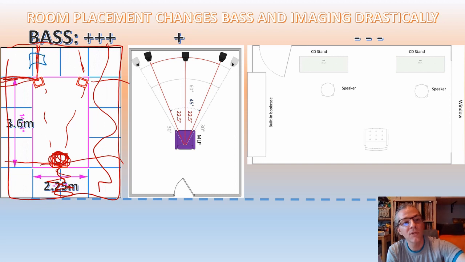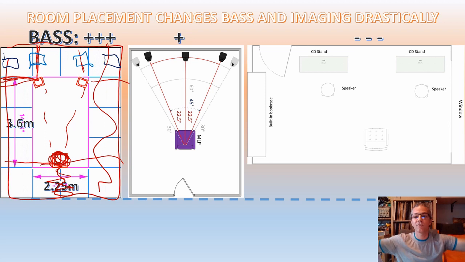Move them closer to the rear wall, move them here, and you will notice that they are catching up on mid-bass. But if they still don't have enough bass, what can you do? Move them closer to the corner, closer to both of the walls, the side walls and the back wall. That way they are going to pick up more and more bass. You can just play around to find the position where they have the best bass and still good imaging, because their imaging will change a lot as you go further away from this so-called audiophile optimal position.